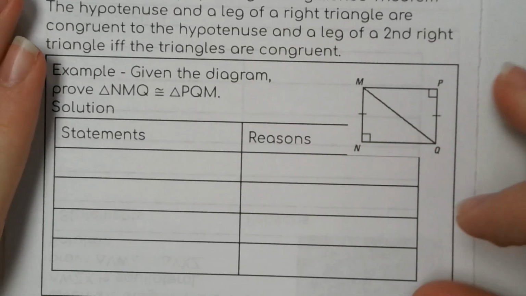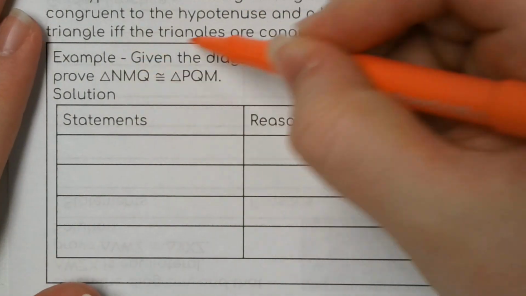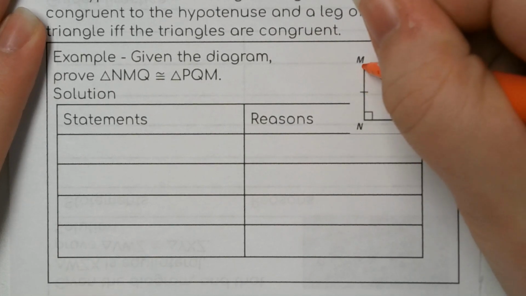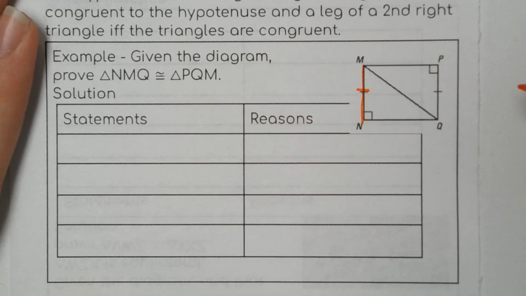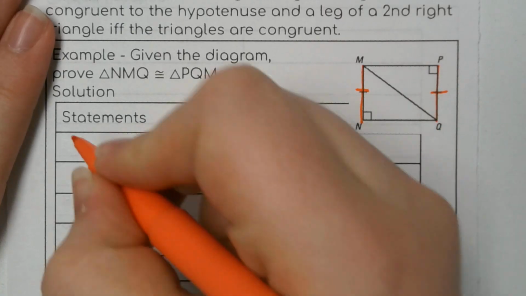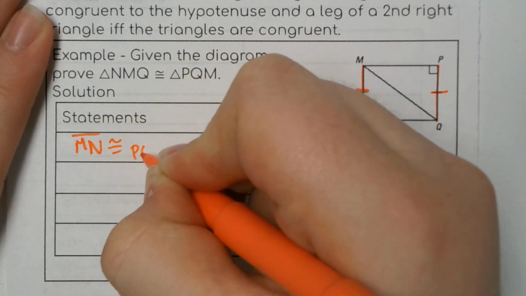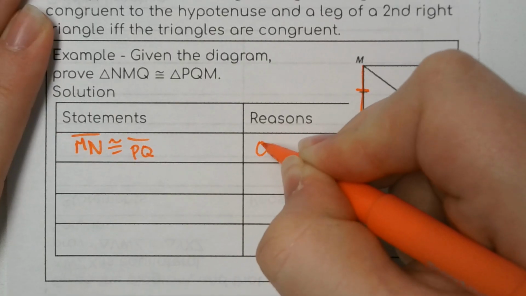Alright, so first things first, we are given this diagram. Okay, so on this diagram, I know that MN is congruent to PQ. So MN is congruent to PQ. Why? Because that is given to us.